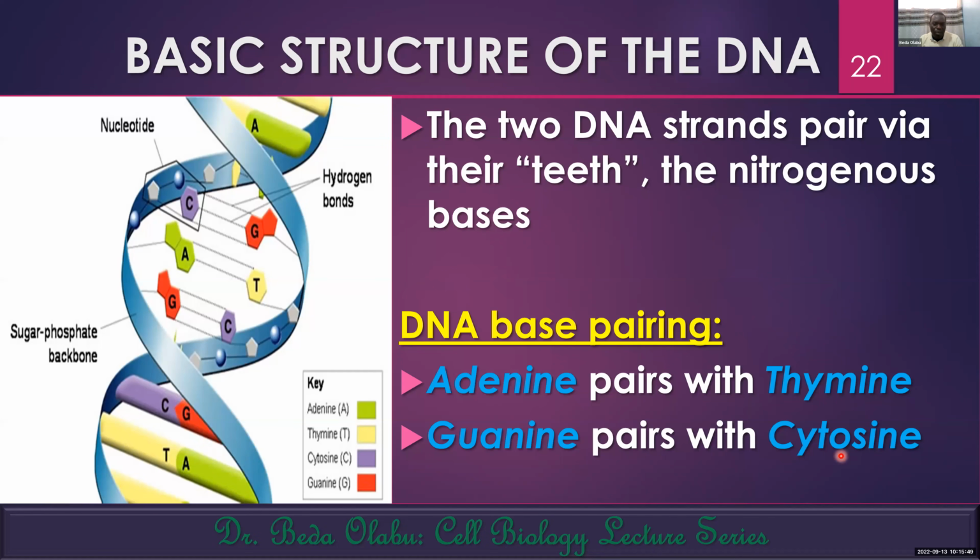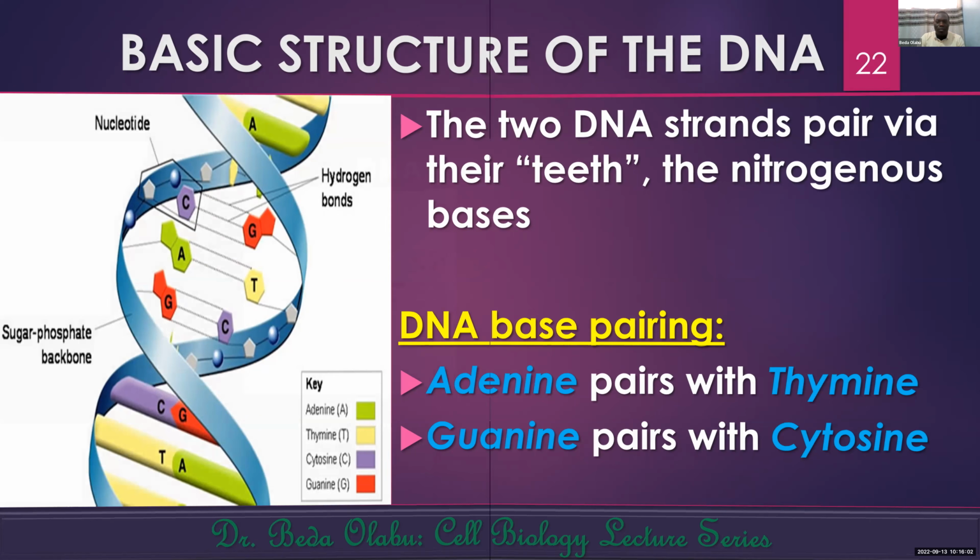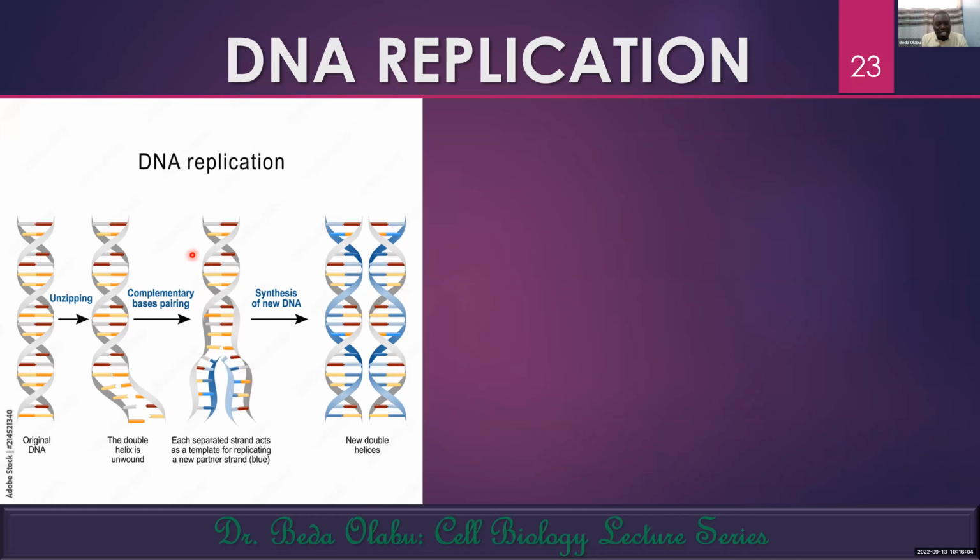And that is how they pair. You can use the letters to represent what they are. So guanine with cytosine, thymine with adenine. So that's the basic structure of the DNA. Remember what I told you, the levels of organization. So the DNA will be those double strand forming the helix, then the nucleosome, chromatin, things like that.